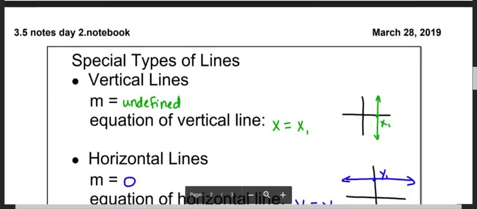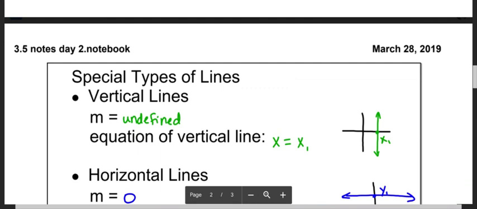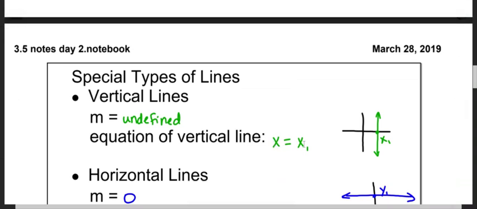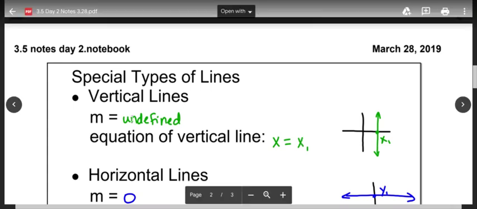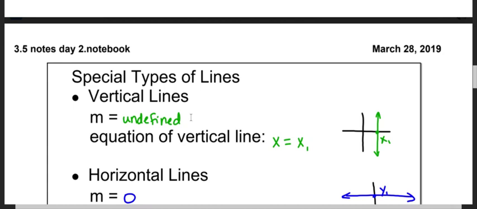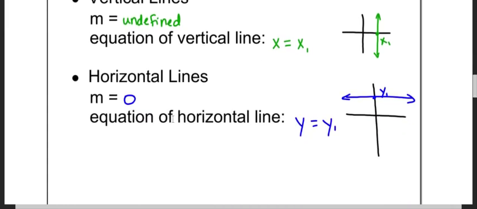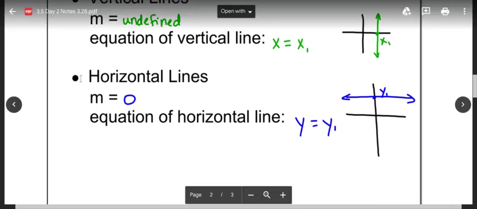There are also special types of lines. You have vertical lines, where your slope is undefined. So the equation of the vertical line is just x equals x1. So you have a vertical line, and it's undefined because you can't divide by 0, which is what you would have in that case.